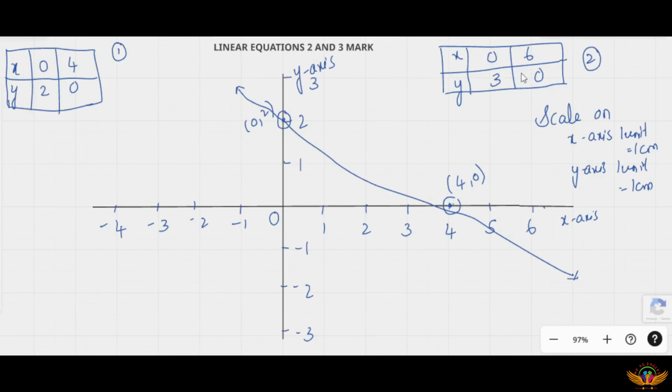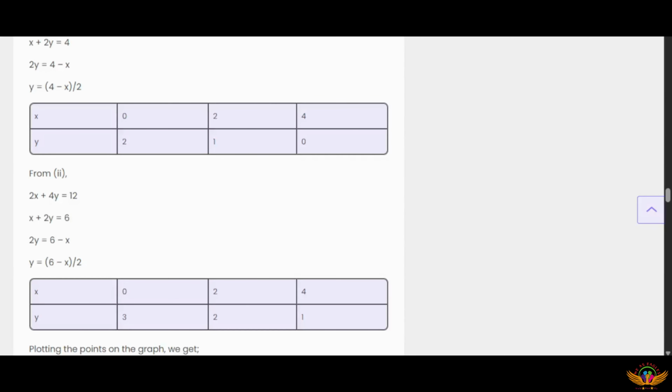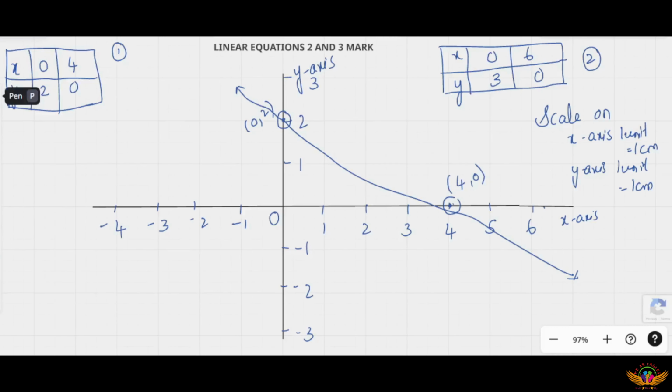Now let us go with equation number 2. This is the equation that we have written in the question. The equation is x plus 2y equal to 4, right? Okay, this is our equation. Let us go to the second equation. X value is 0 and y value is 3. Here is the third point. And x value is 6 and y value is 0. This is another point. So another line will come like this.